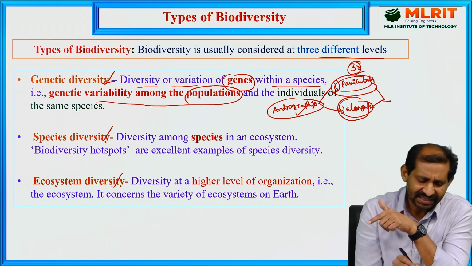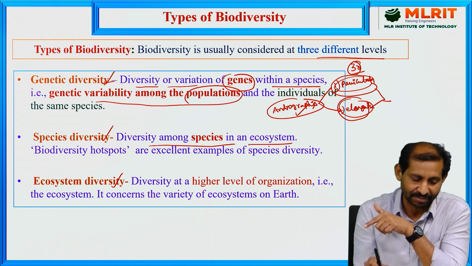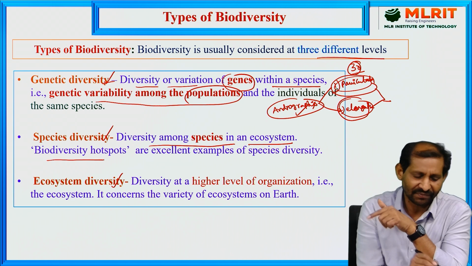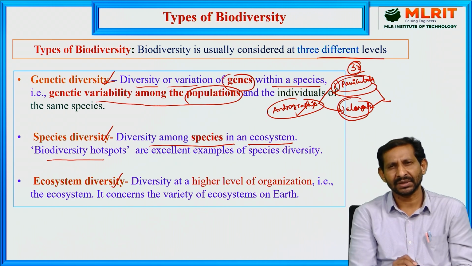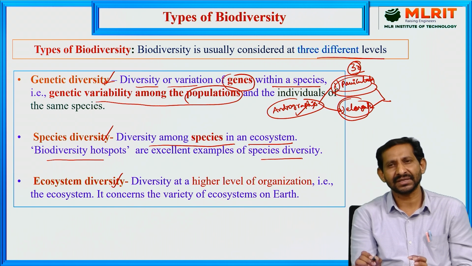Species diversity means diversity among the species in an ecosystem. The best example is biodiversity hotspots, an excellent example of species biodiversity.